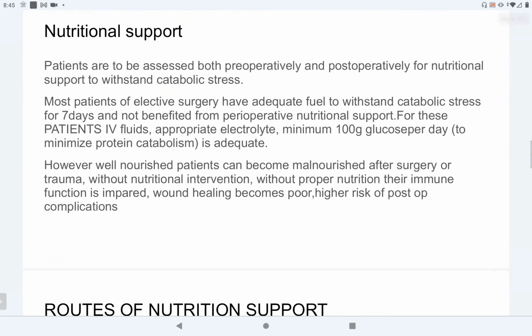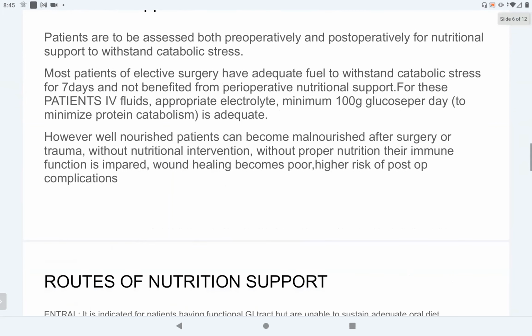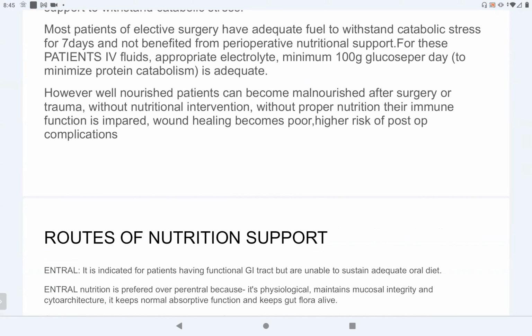Nutritional support. The patients are to be assessed preoperatively and postoperatively for nutritional support to withstand the catabolic stress. Most patients of elective surgery have adequate fuel to withstand the catabolic stress for 7 days and do not benefit from perioperative nutritional support.